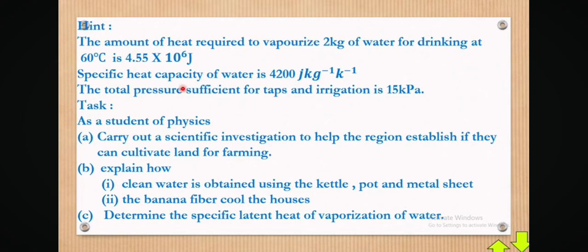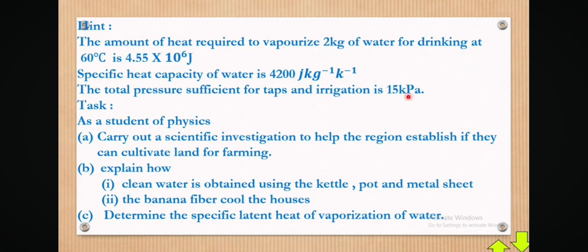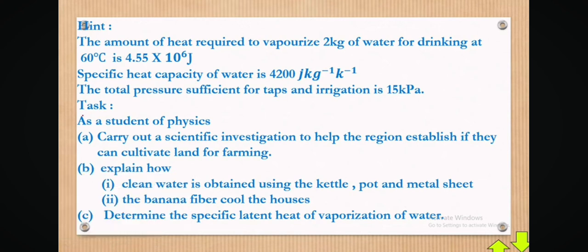The specific heat capacity of water is 4,200 joules per kilogram per Kelvin. The total pressure sufficient for the taps and irrigation is 15 kilopascals. Pascal is a unit for pressure. I guess you have already covered that. Now the task: as a student of physics, carry out a scientific investigation to help the region establish if they can cultivate land for farming. Now, we need to look into that.